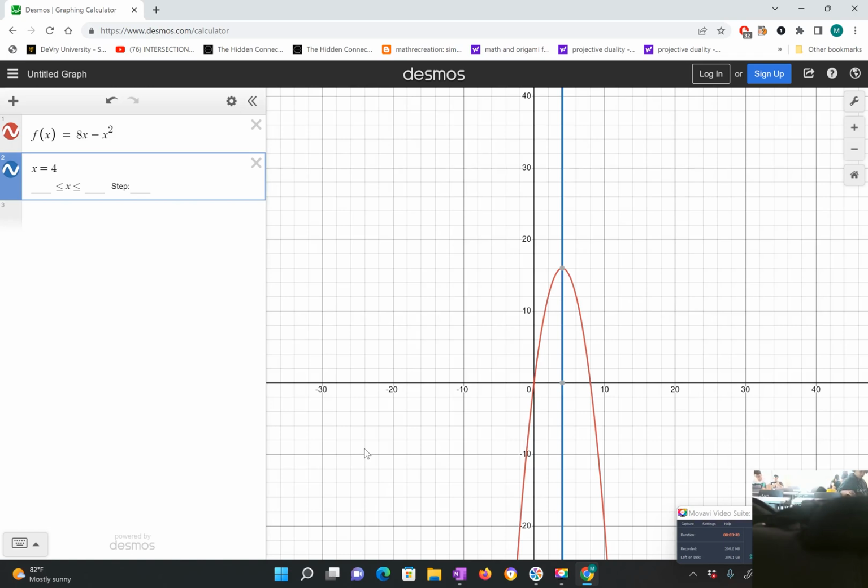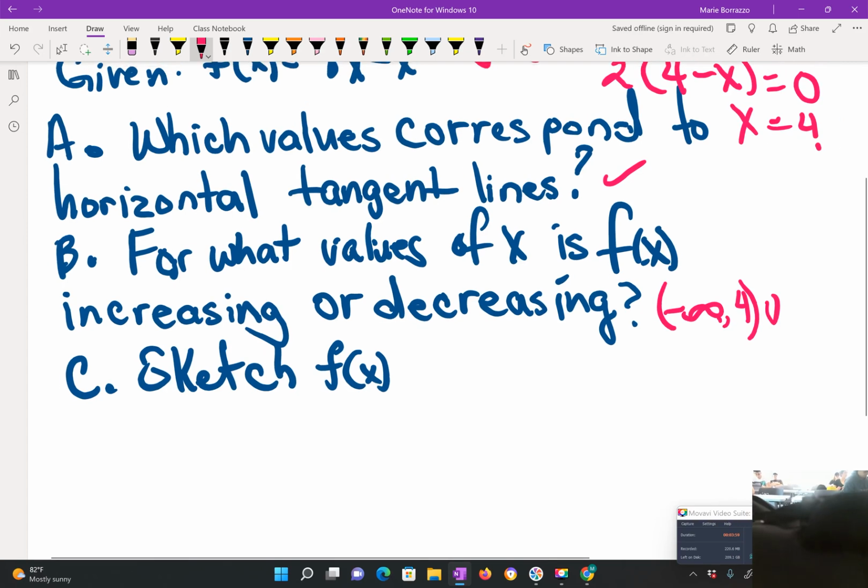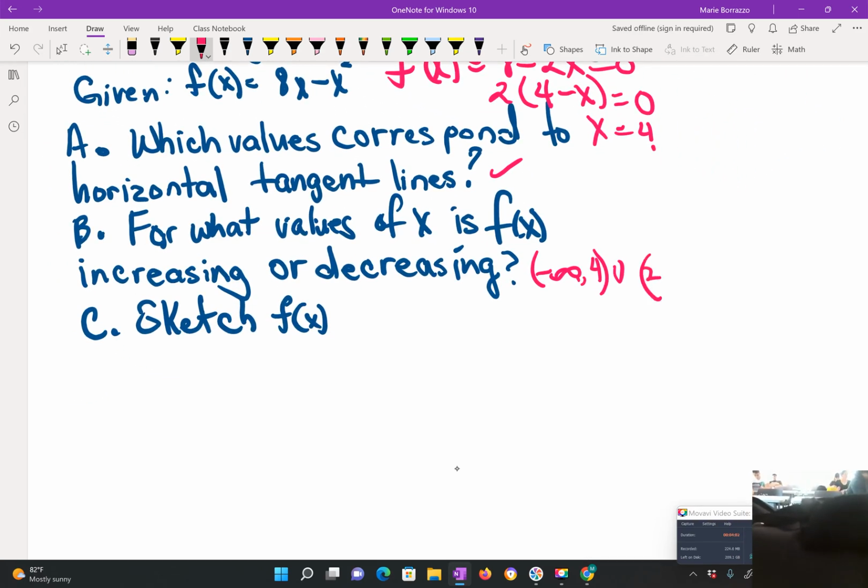So this answers part B of the question, which is basically asking for which values of x is the function f of x increasing or decreasing. We would say negative infinity comma 4, union, and again we would consider from 4 comma infinity, and that would answer our question. So we know it's increasing here. I'm just going to put an arrow for increasing, and then it's decreasing on the other side.